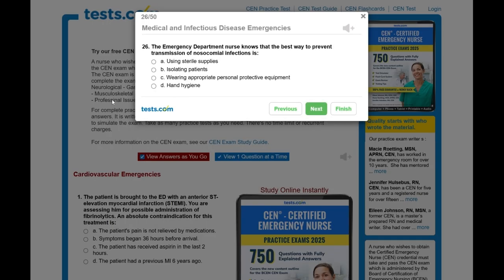Question 26. The emergency department nurse knows that the best way to prevent transmission of nosocomial infections is A. Using sterile supplies, B. Isolating patients, C. Wearing appropriate personal protective equipment, D. Hand hygiene.